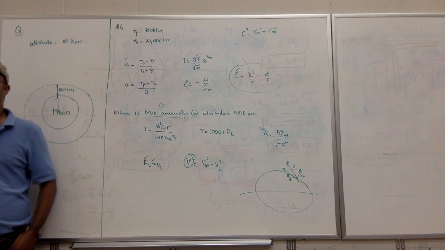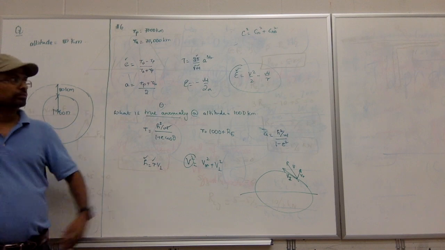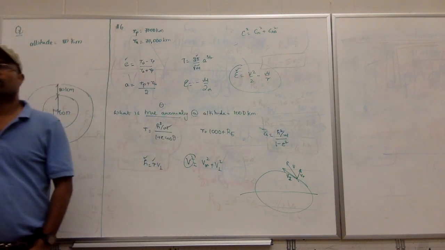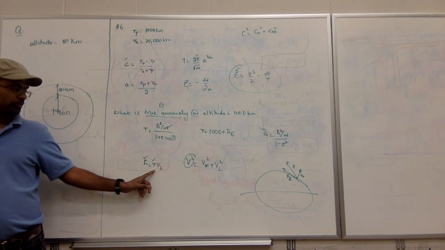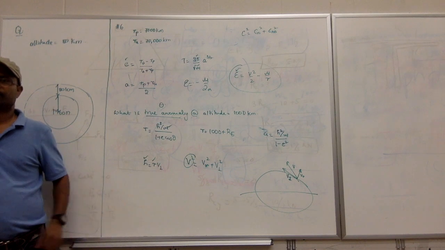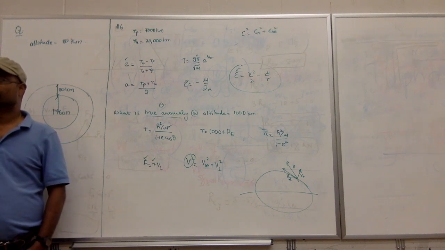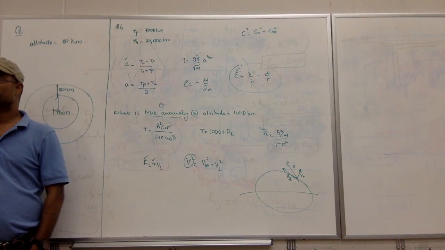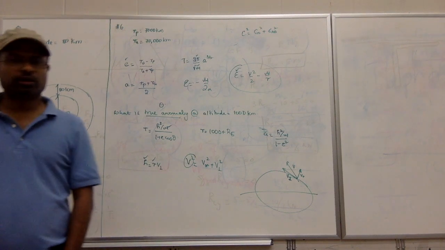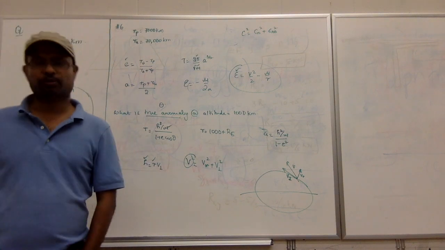Is it V equals H over R? That's V perpendicular. Yeah, that is what it is. But do you see how you calculate VR? Yeah. Alright, the last one, the speed at the perigee and apogee.